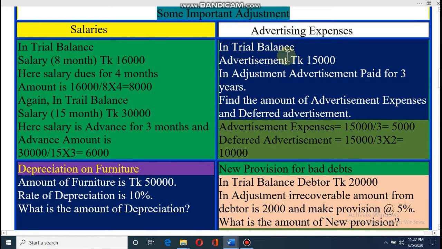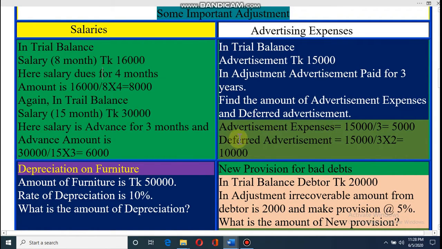In the trial balance, advertisement is 15,000. Advertisement is 15,000, and in the adjustment it is written that it is paid for 3 years. That means we do accounting for 1 year, so 2 years are in advance. Then how will you calculate? 15,000 divided by 3, that means 5,000 per year. So advance advertisement is 15,000 divided by 3 into 2, it is 10,000.